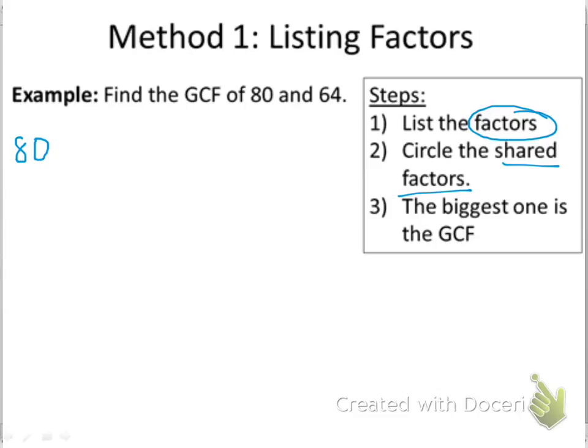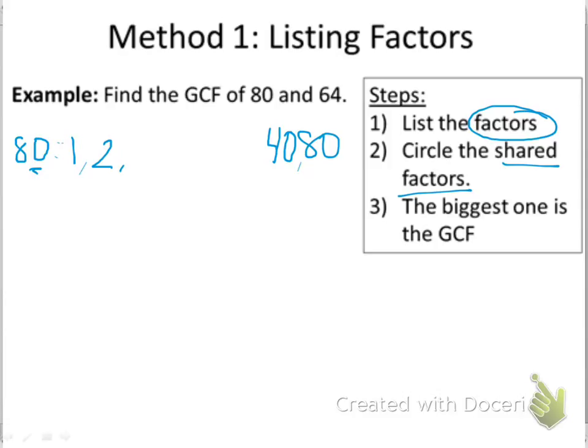For the listing factors method, we're going to use our divisibility rules. So here we have the number 80. Well, we know all numbers are divisible by 1. So we're going to start with 1. What multiplied by 1 gives 80? 80. 80 multiplied by 1 gives 80. Alright, now let's think about the number 2. 80 is an even number because it ends in a 0, which is an even number. So we know it can be multiplied by 2. What's 80 divided by 2? Well, we can do that in our head. 80 divided by 2 gives us 40.